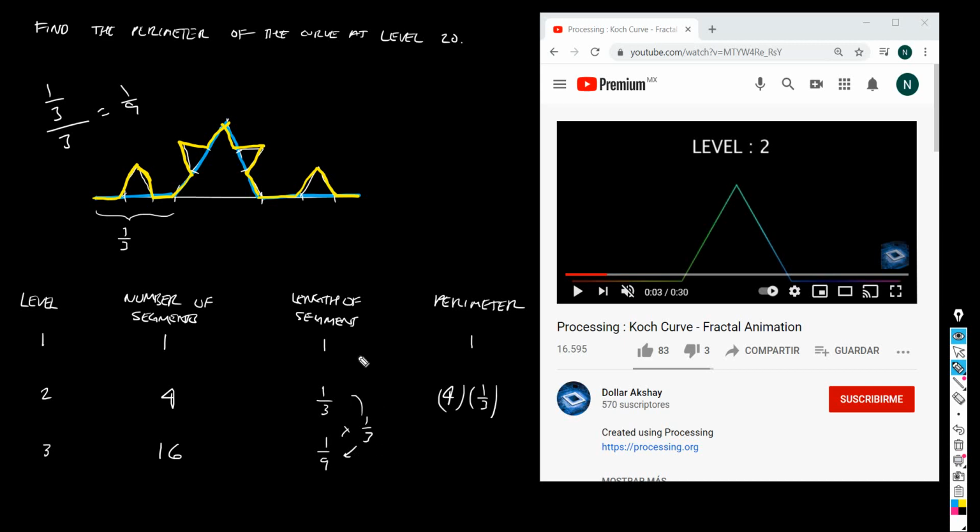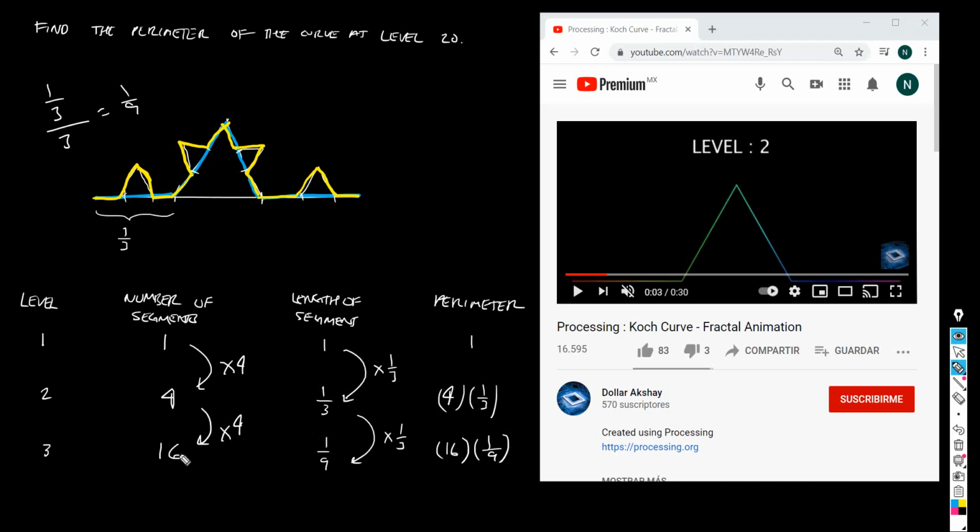Okay, times 1/3. Let me put that in another way. It's gonna be times 1/3. 1 times 1/3 is 1/3. 1/3 times 1/3 is gonna be 1/9. And in here we're multiplying by 4, right? That's it. And the perimeter, guys, for the third level is the number of segments, which is 16, times the length of each segment, which is 1/9. So this is the perimeter. There you have it. Okay, guys, and so that's it.